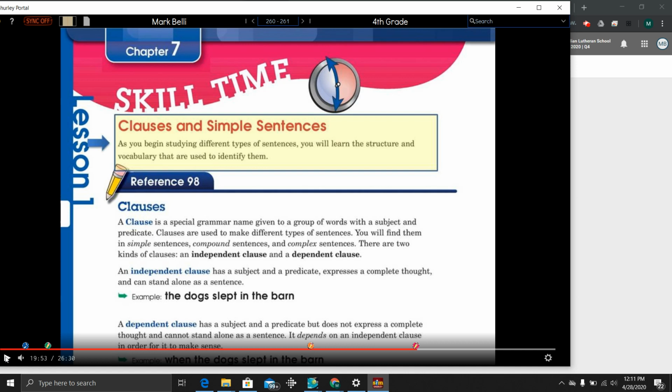Okay, so clauses are phrases that have a simple subject and a simple predicate, or a noun that acts as the subject, or pronoun that acts as the subject, and a verb. But they don't always have punctuation and a capital letter. That's what makes them a clause versus a sentence. So they're going to get into that and they're going to explain it.